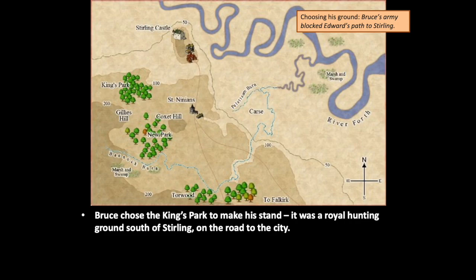The paler area around the Carse and around the River Forth is low-lying, very boggy ground, and then the darker shaded land in the King's Park out towards the New Park Forest, the Gillies Hill and the western stretches of the Bannockburn. It's higher ground which would have been drier and much better for our armies to meet on to fight.